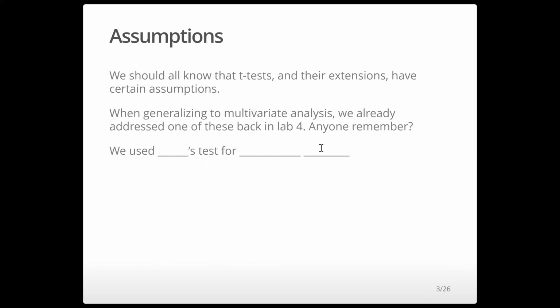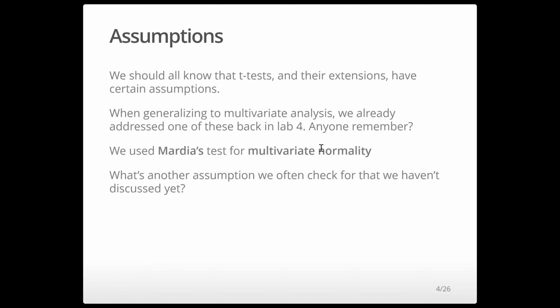As a hint, we used blank's test for blank blank. What are those blanks? We used Mardia's test for multivariate normality. So what's another assumption we can often check that we haven't discussed yet that's an assumption about t-tests?